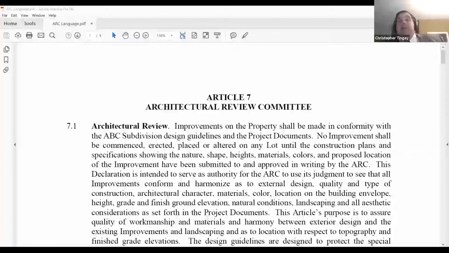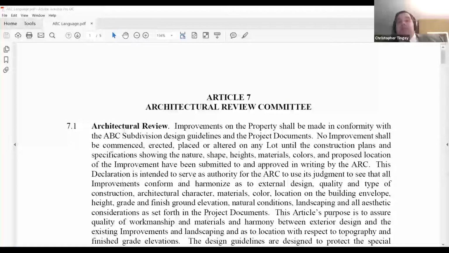This one says, notice in the first sentence, it says improvements on the property shall be made in conformity with the ABC subdivision design guidelines and project documents. So it's already assuming that you have design guidelines, and then it refers back to project documents, so the declaration and the bylaws. Next sentence is one that you often see starting an architectural review committee provision. It says no improvement shall be commenced, erected, placed, or altered on any lot until the construction plans and specifications showing the nature, shape, height, materials, colors, and proposed location of the improvement have been submitted to and approved in writing by the ARC.